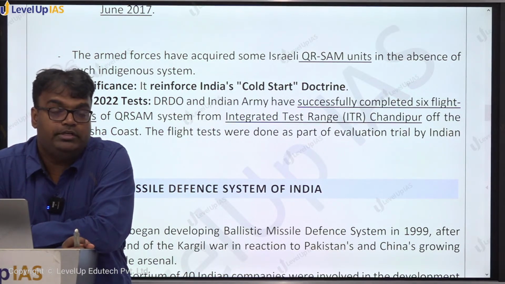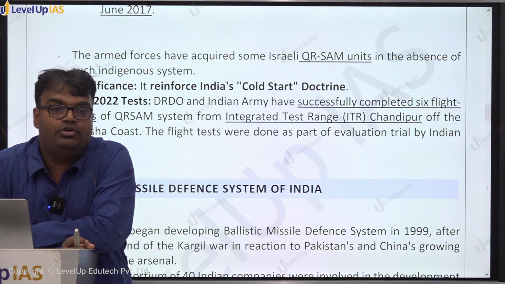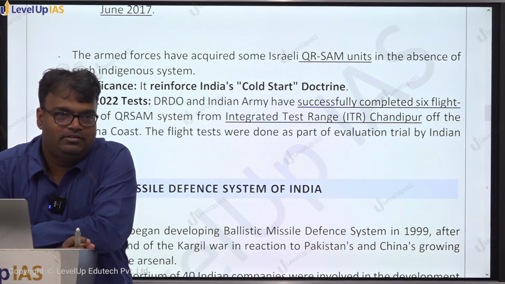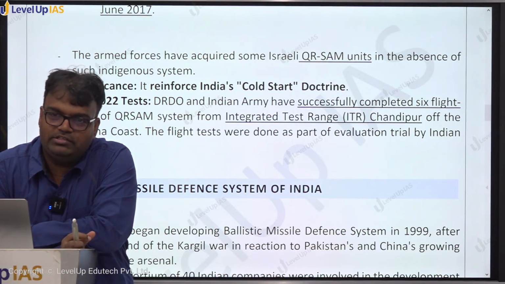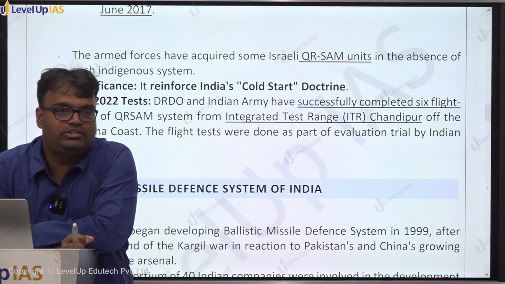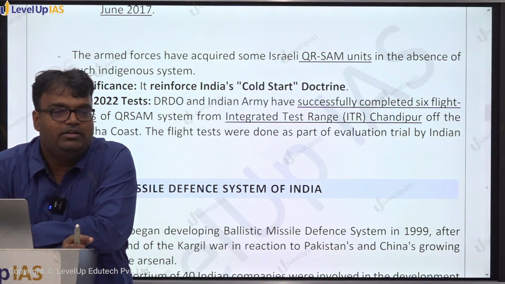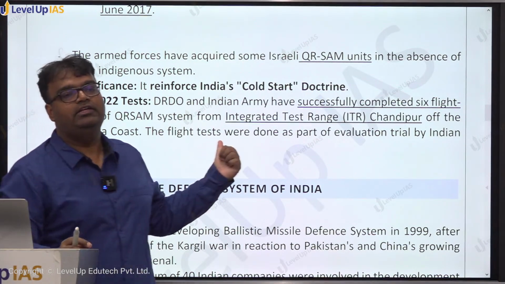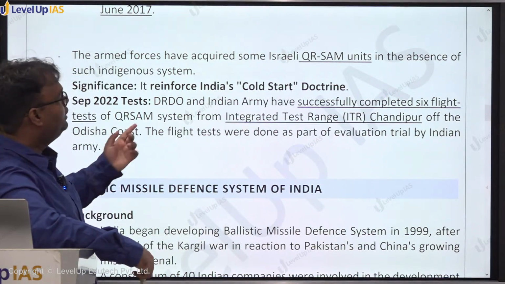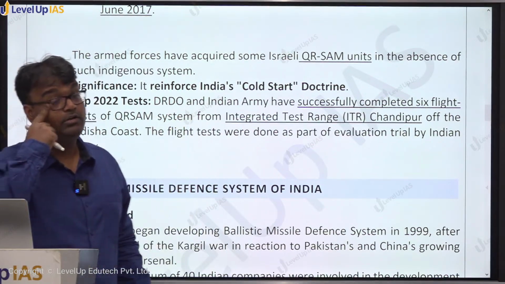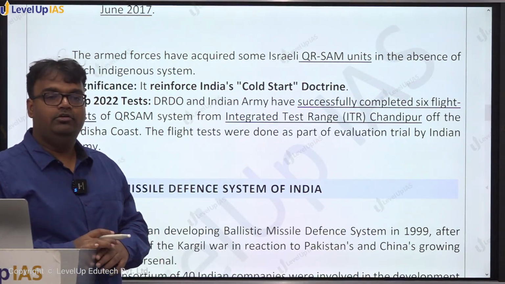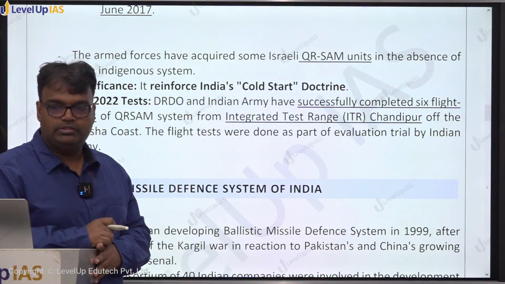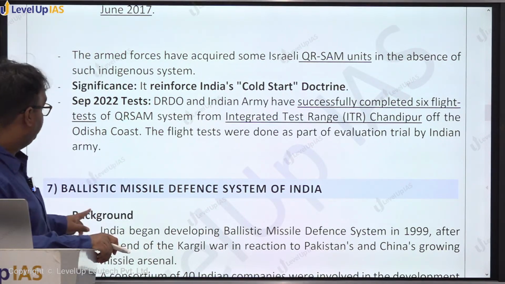Cold start is what? Say your engine does not need time to warm up. You want to initiate attack, you can instantly start attack. This is cold start doctrine. So in cold start doctrine, will something like QRSAM be very crucial? This is what we are saying here. Quick reaction surface to air missile will reinforce India's cold start doctrine. We would want our army not to sit in cantonments in central India, but to stay near the border, so that if we have to start attacks, that can happen very quickly.